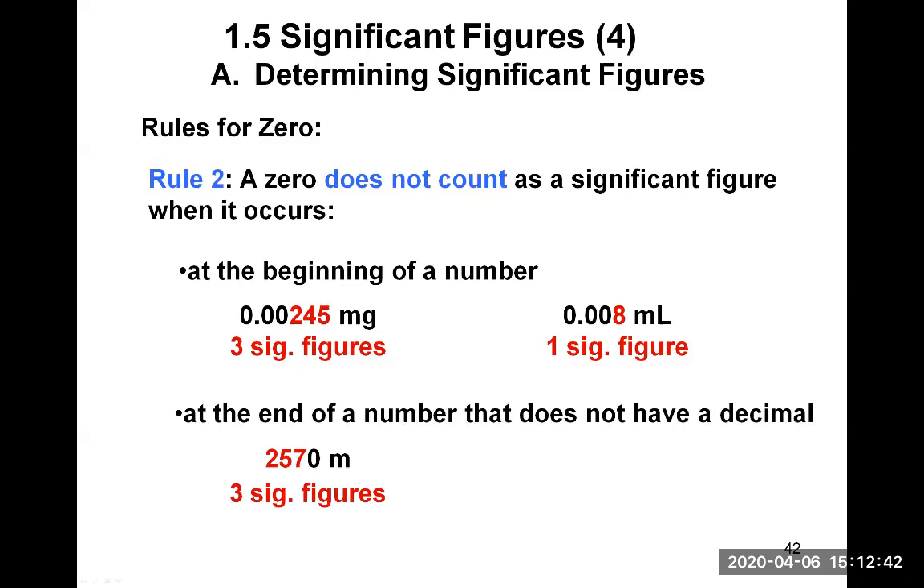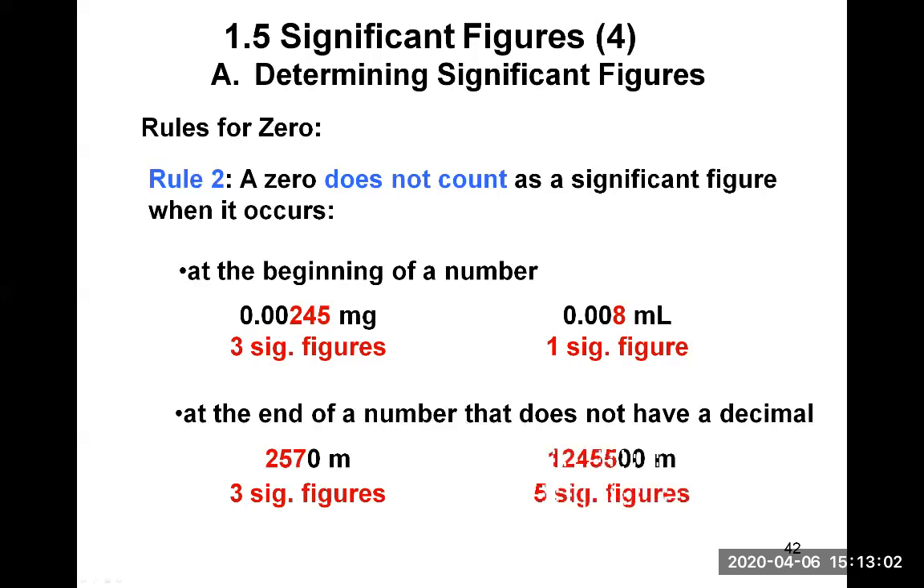So be very mindful when you write your numbers. Don't just put a dot as a habit, for example. It's meaningful if you put the dot or if you do not put the dot. So be very mindful of that.